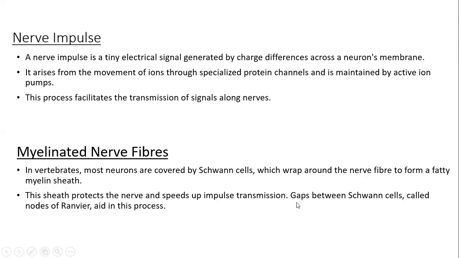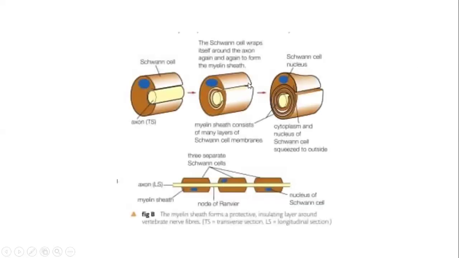There are gaps between these Schwann cells. It is known as the nodes of Ranvier. So it aids in the process of nerve impulse transmission. Why? Because the nerve impulse is going to jump from one node of Ranvier to the other node of Ranvier. Thereby it is increasing the speed of the nerve transmission along the neuron. Right? So that is the most important thing here.